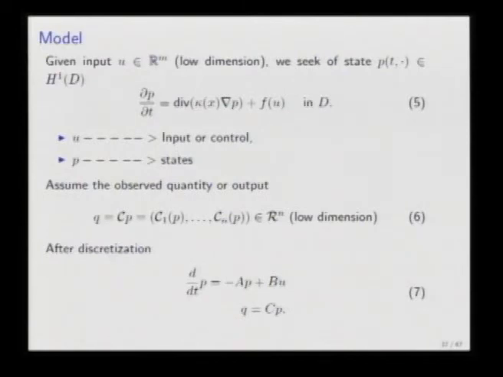And from the states, you measure something. You measure, for example, n quantities, where n is small dimensional. Then this problem goes as follows. You have some input and some observed quantities, and the input is low dimensional, and the observed quantity is also low dimensional. But to compute, you have to solve a finite element problem in a very fine grid, right? So what you want is to simplify that problem. There is a mapping here from low dimensional input to low dimensional observed quantity, right? You want to simplify that. You don't want to go through solving a parabolic equation in a very fine mesh to do that.